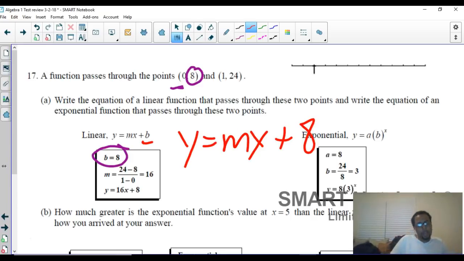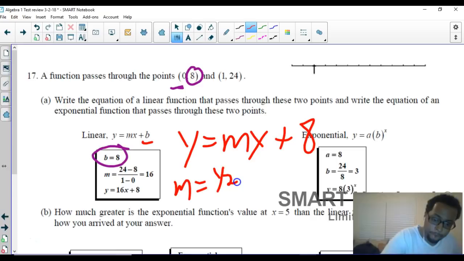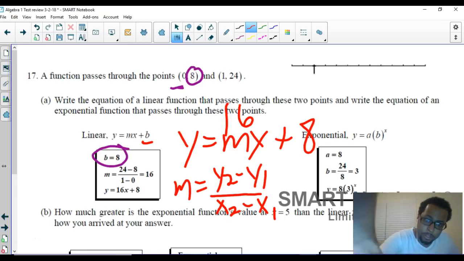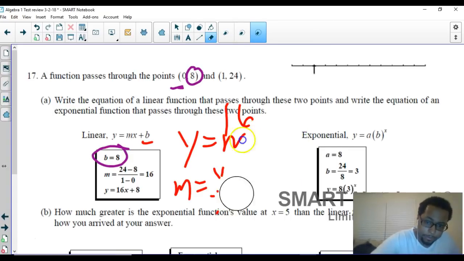How do we find m? We talked about this. You know this. You've got to memorize this formula. We have a formula for m. M is y2 minus y1 over x2 minus x1. That is our m. We do the work. We're going to get 16. We'll replace this now with 16. We get 16x. Okay. Similar thing, but a little bit different because you kind of have to multiply.